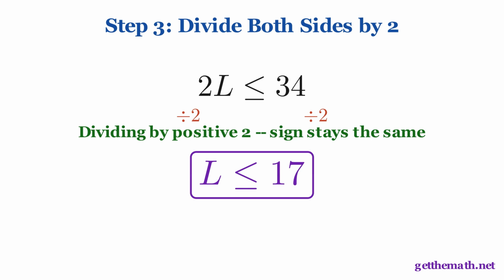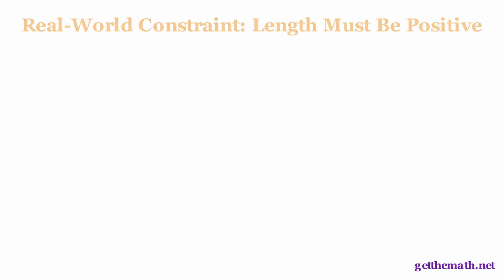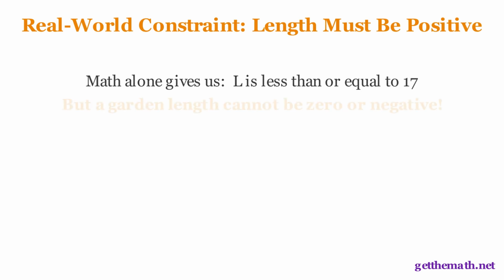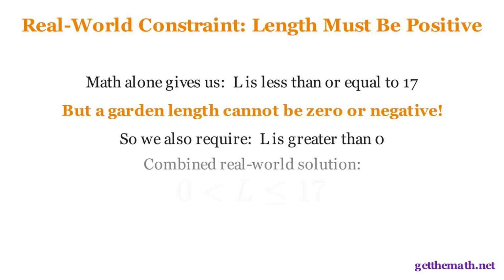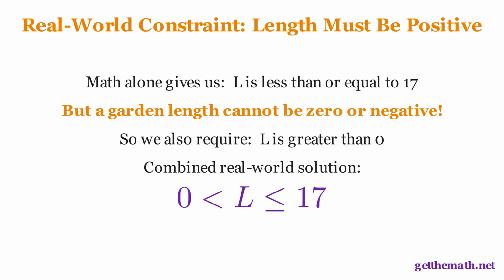Now here is an important real-world consideration. The math gives us L is less than or equal to 17. But a garden length cannot be 0 or negative in real life. So we also require L to be greater than 0. Combining both conditions, the full solution is L is greater than 0 and less than or equal to 17.